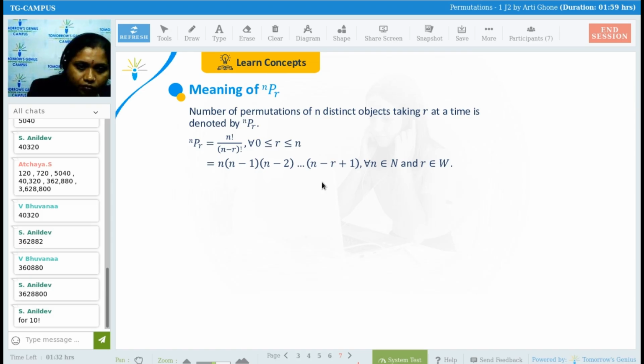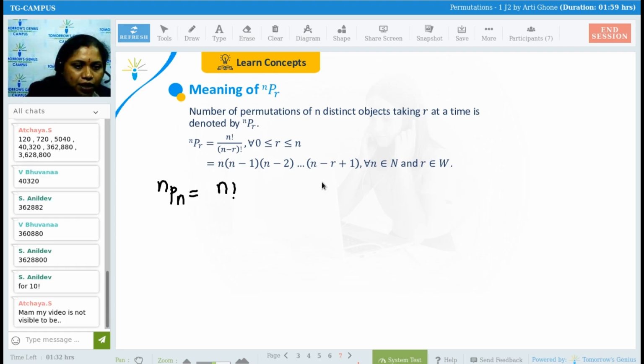Clear? So now the question is, there are some shortcuts. Okay, the important shortcut is nPn. What do you think? What will be the answer? n factorial, because the denominator is getting 0, right?